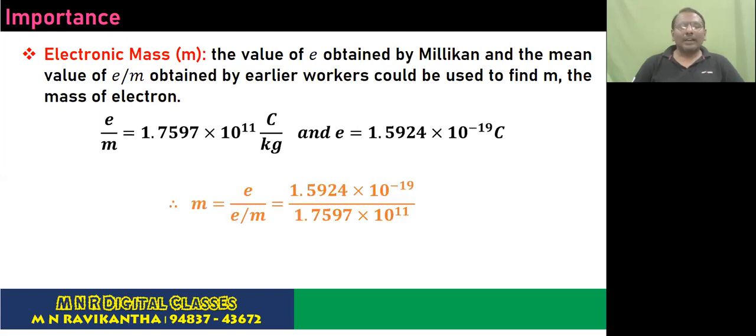Therefore, the mass of the electron m is equal to e divided by e/m. This is equal to 1.5924 × 10^-19 divided by 1.7597 × 10^11. So this comes out to be 9.049 × 10^-31, which can be approximately taken as 9.1 × 10^-31 kg. So electronic mass can be easily estimated by using Millikan's oil drop method.